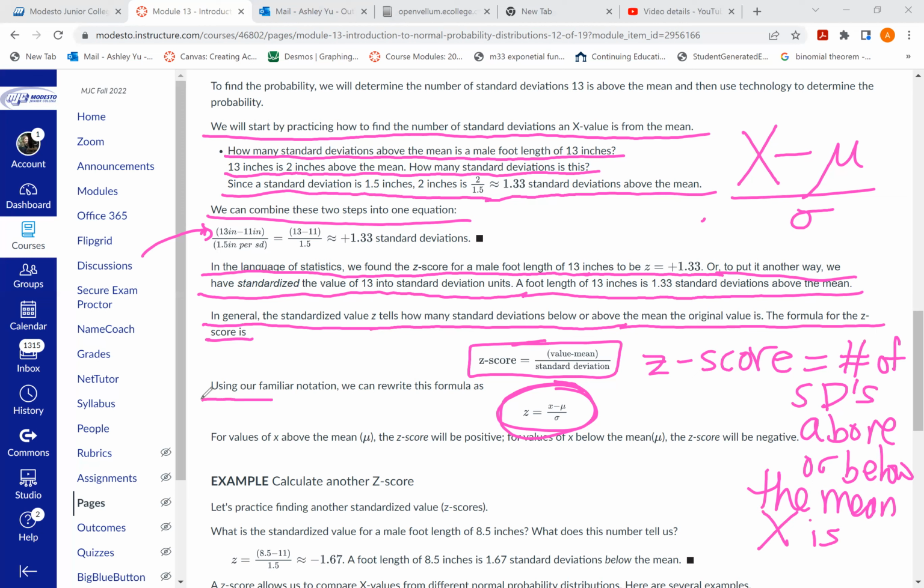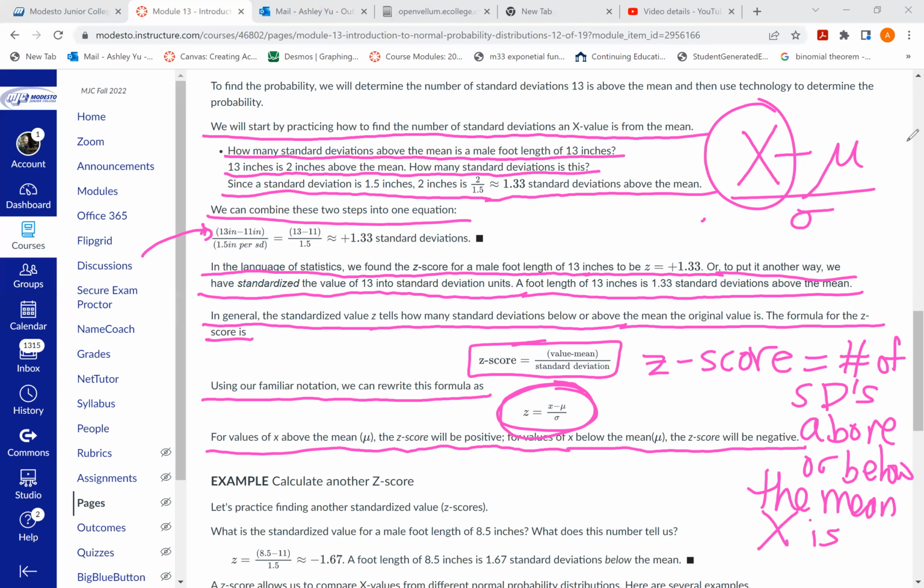Okay, using our familiar notation, we can rewrite the formula as, we use the X up here because that's what we've been using for our variable, but they use specifically little x, but you know what I mean. For values X above the mean, mu, the z-score will be positive. For values of X below the mean, the z-score will be negative. I guess because it's positive if you're above the mean, you're adding to get above the mean, but it's going to be negative because you're subtracting to get below the mean, is the idea.